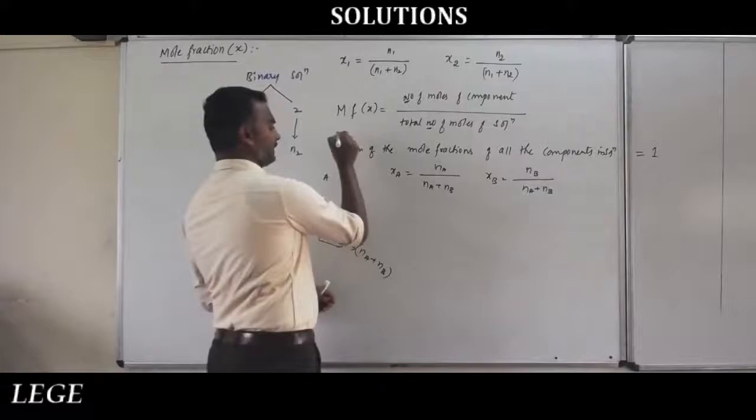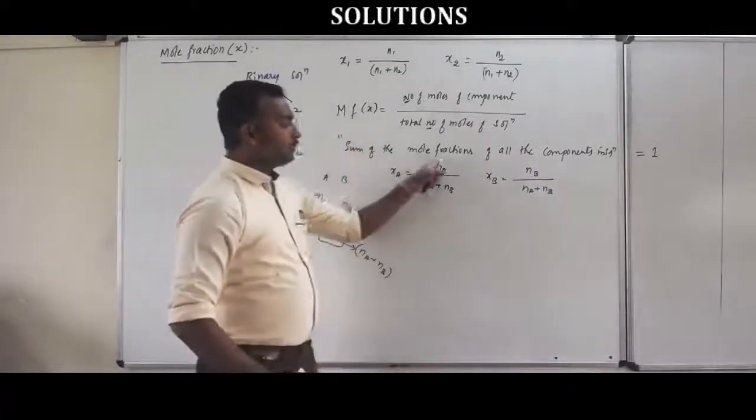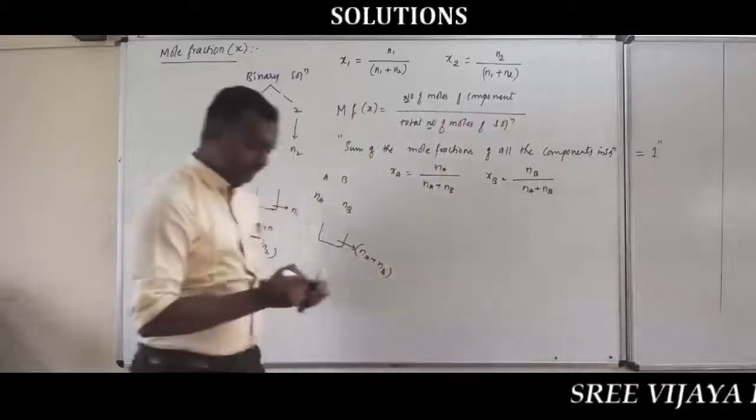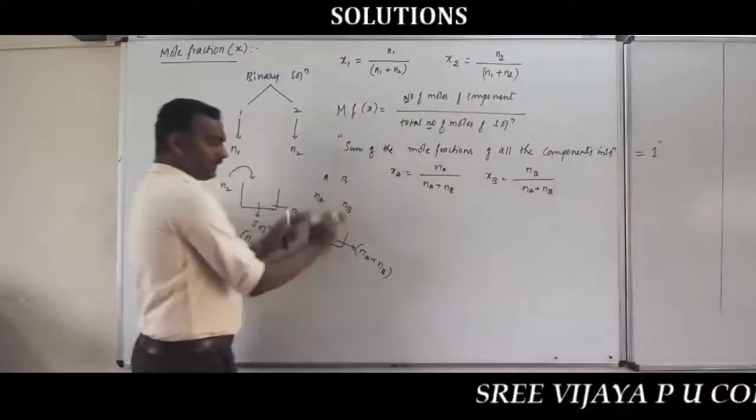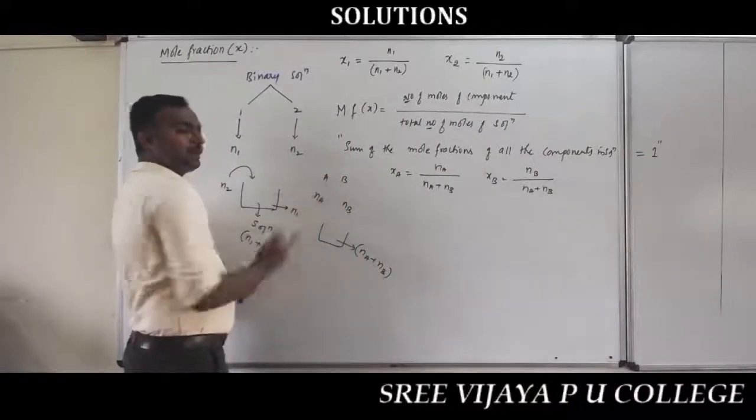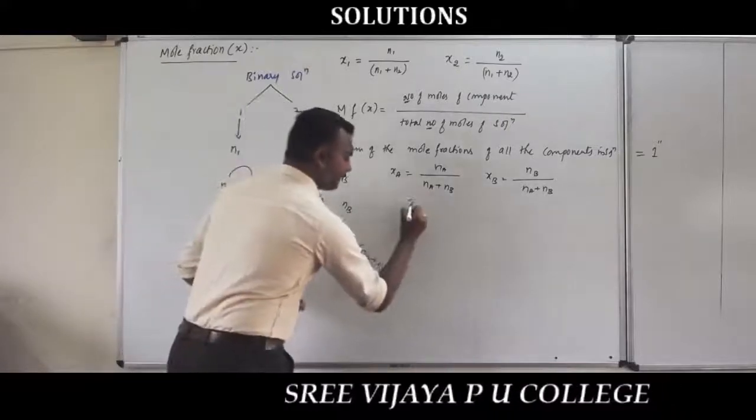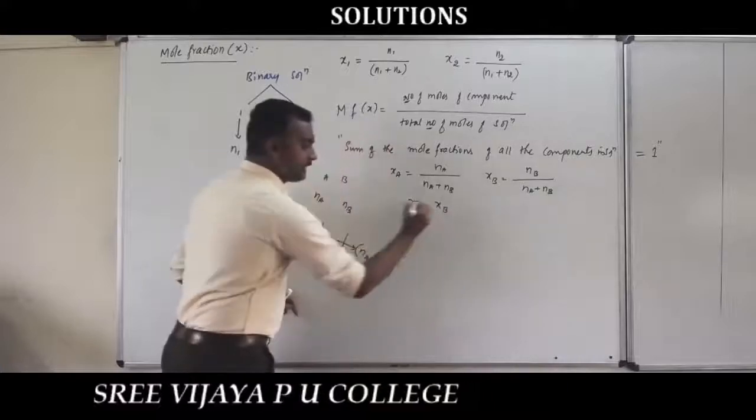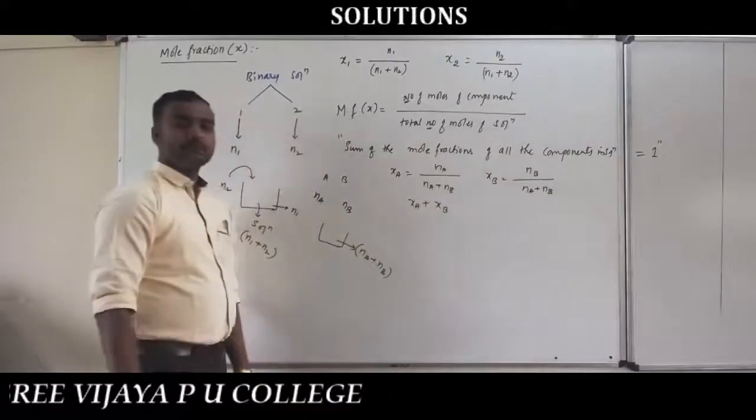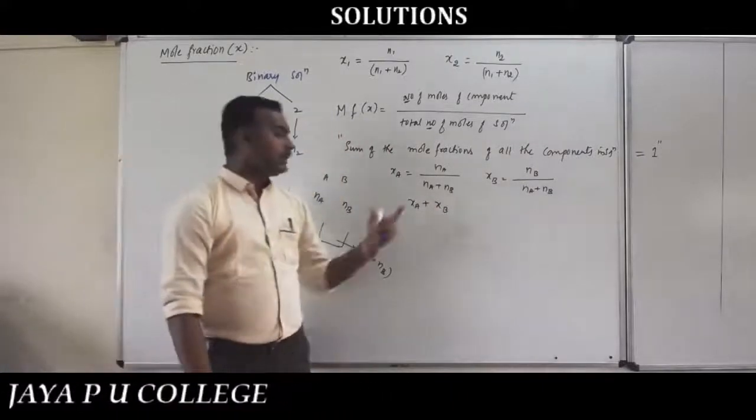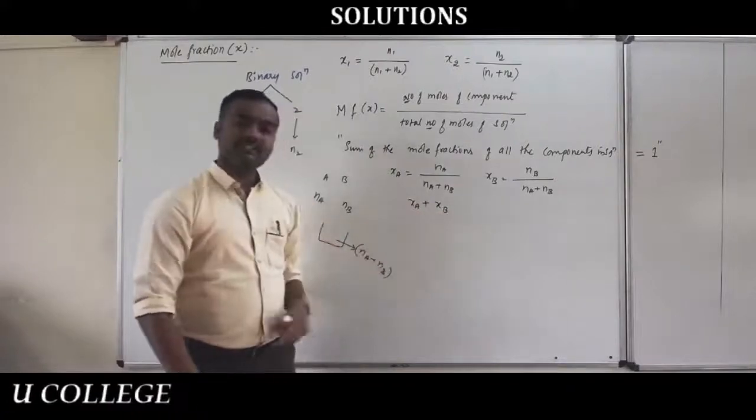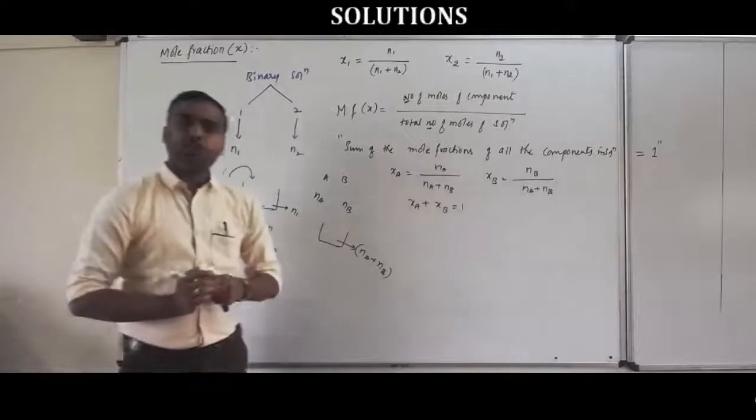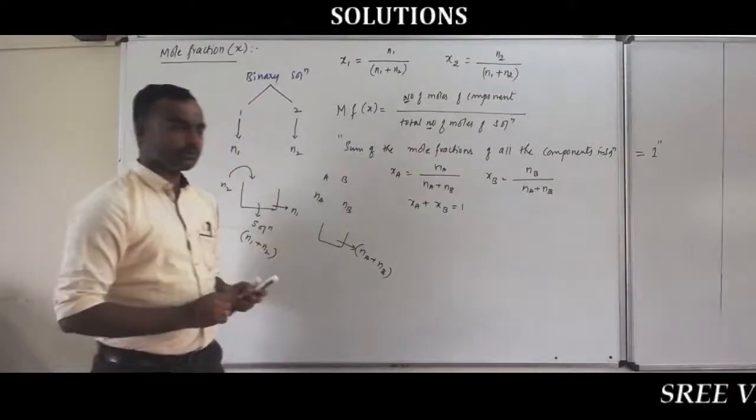So now what we are saying is that the sum of the mole fractions of all the components in a solution is equal to 1. In the solution we have taken, A and B are two components, the mole fraction of A is xa and the mole fraction of B is xb. If you add the mole fractions of all the components, you will get 1. So this is very important while doing problems in theory as well as in competitive exams.